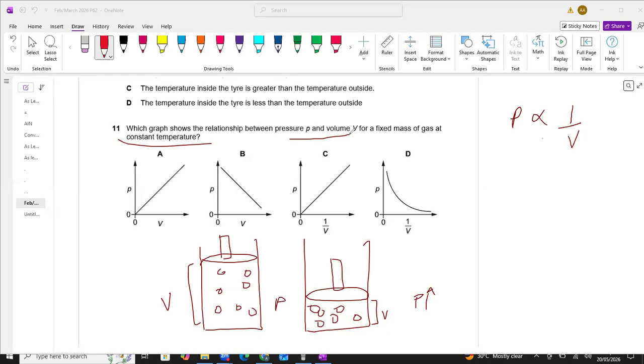Now, if we remove the proportionality sign, we have to use a constant here. So the constant is K. You can see in option A, they are showing pressure and volume. Volume is taken on the x-axis and pressure on the y-axis, and we are getting a straight increasing line, which is not possible because it shows a direct relation. In option B, you can see pressure and volume are showing an inverse relation, with a straight line showing the inverse relation.